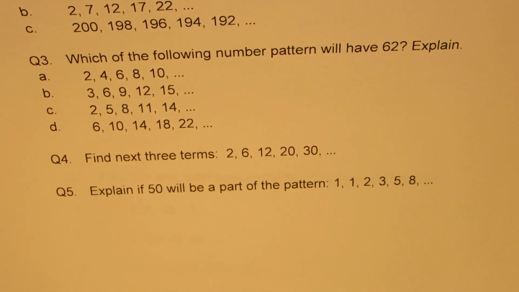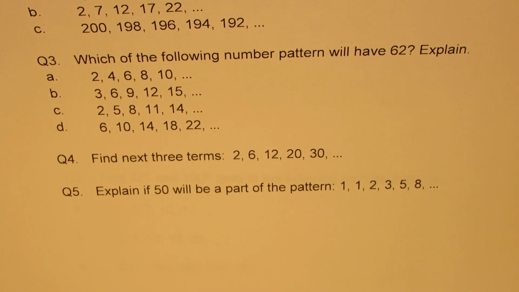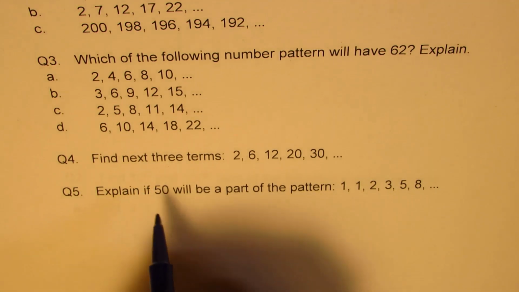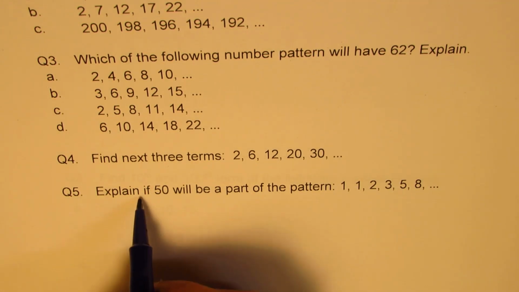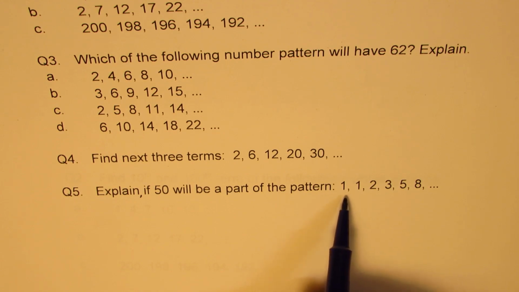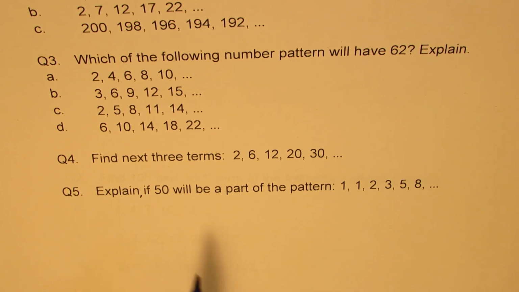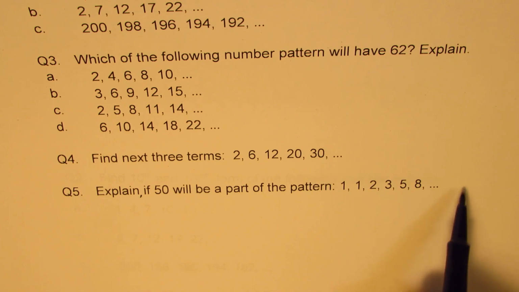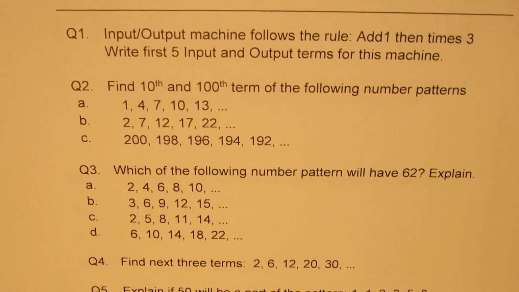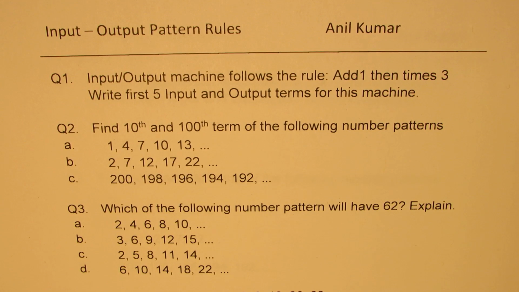Question number 4 for you is, find the next 3 terms when we are given the pattern 2, 6, 12, 20, 30. And question number 5 is, if 50 is a part of this pattern, explain. We are given a pattern here which is 1, 1, 2, 3, 5, 8. You need to check if 50 comes in this pattern or not, correct? So these are the questions for you. You can always pause the video, copy these questions, answer, and then look into my suggestions.